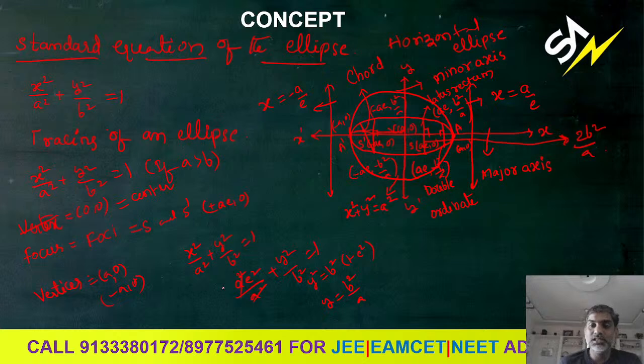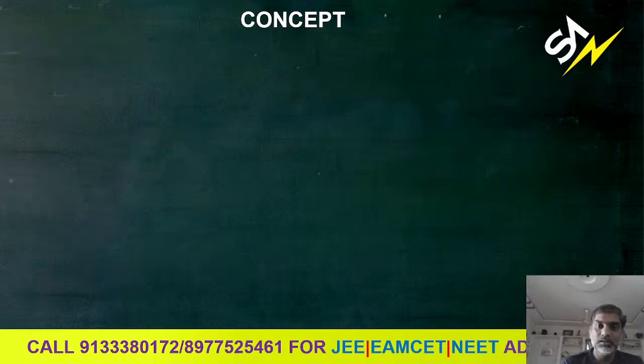A vertical ellipse means just you can rotate the figure like this. How it could be? It will be like here. I can draw here x square by a square plus y square by b square is equals to 1. Here b is greater than a. Then what do we call this ellipse? We can call this ellipse a vertical ellipse.